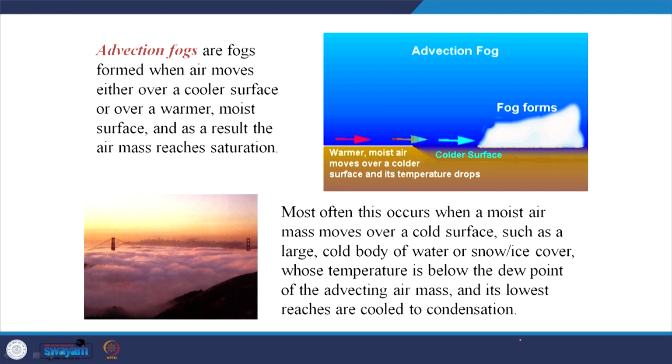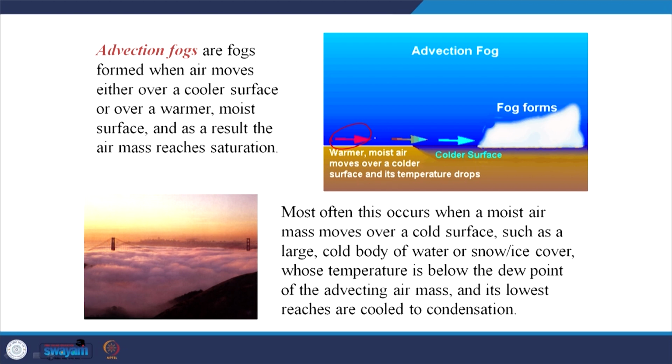The other type of fog is called advection fog. Advection fogs are the ones which are formed when air moves either over a cooler surface or over a warm moist surface, and as a result the air mass reaches saturation. If you see this figure, what is happening is air is moving in this direction. At this point the air is warmer, and warmer air has more ability to hold moisture. So, warm and moist air moves over a cooler surface and its temperature drops.